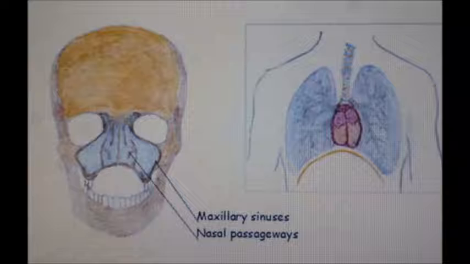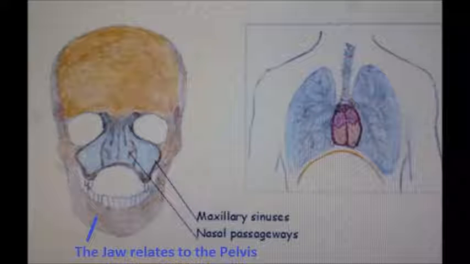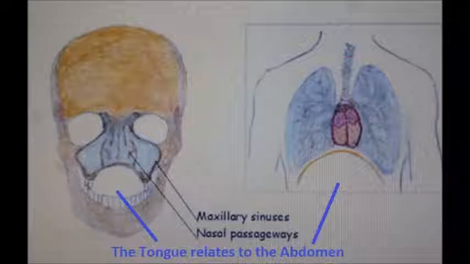The mouth is very much to do with the abdomen, the jaw very much to do with the pelvis, the nasal passageways in the middle, they look a bit like a heart, relate to the heart. There's two large sinuses either side that mirror the lungs. Let's just look at a picture of that. So the jaw very much to do with the pelvis, then this whole area, the abdomen.